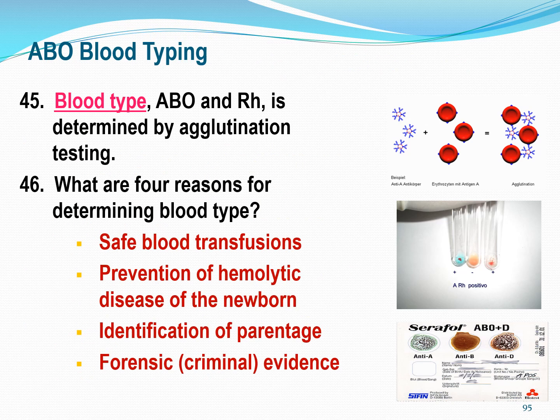Okay, so ABO blood typing. This is one of those agglutination methods. ABO and Rh is determined by agglutination testing. So what are the 4 reasons for determining your blood type? Why would we want to determine somebody's blood type? First and foremost is for safe blood transfusions.